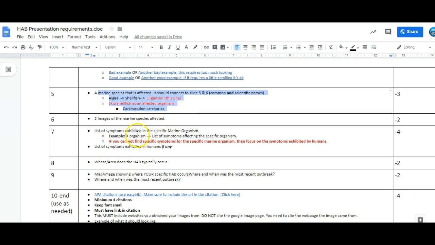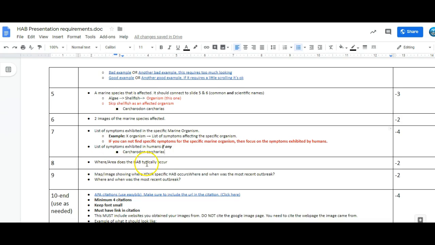Now, when you get down to number 7, you're going to explain whatever you listed here. So let's just say I listed great white shark. What happens to the great white shark because of this HAB? Do they get skin lesions? Does death occur? That sort of thing. What happens if your HAB doesn't affect marine organisms? It only affects humans. Well, same thing. List any symptoms that affect humans. What if your HAB affects both? List both.